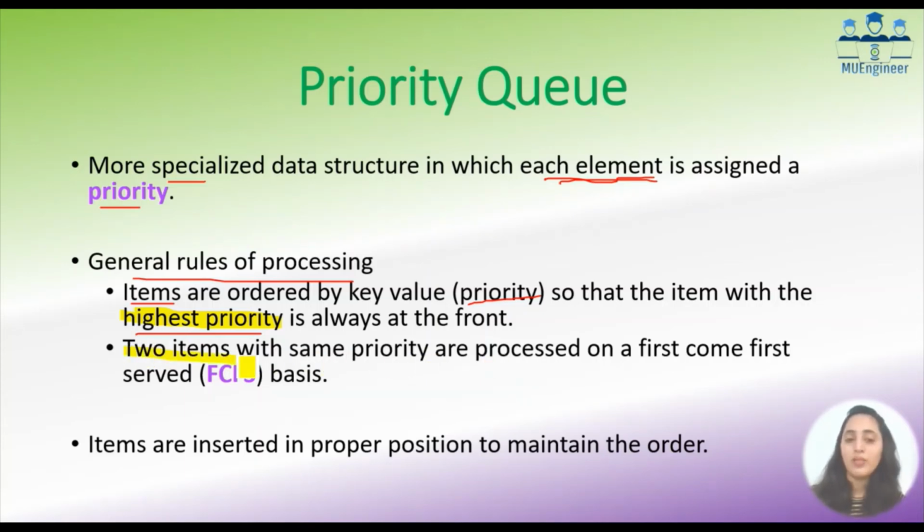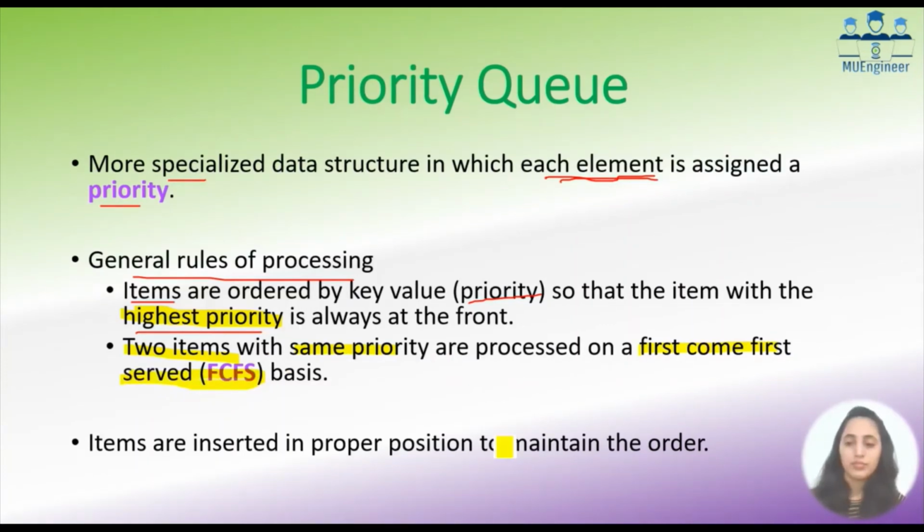What happens if there are two items, both items have the same priority? Which one will execute first? Then we will go with the concept called first come first serve. So we call this concept FCFS, first come first serve.